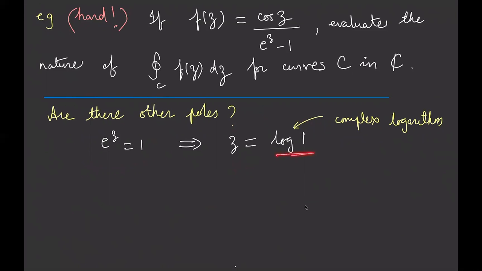And when I write this down, this is the complex logarithm I'm talking about here, right? Because I'm in the complex plane. Everything's in the complex plane. So this is the complex log of 1.